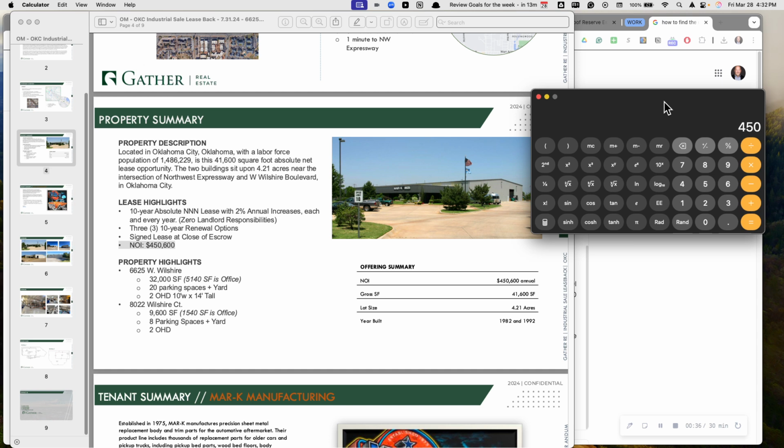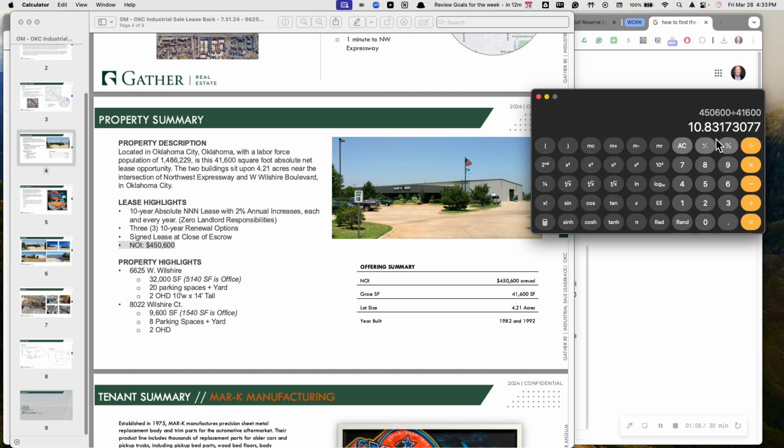So 450,600 is the annual income. What you want to do is divide that by the size of the building. If you divide it by 41.6, then you get $10.83, which is what they're paying theoretically in rent. And if somebody purchases the building, that's what they're on the hook for, to pay that amount in rent each year, which is the 450,600.